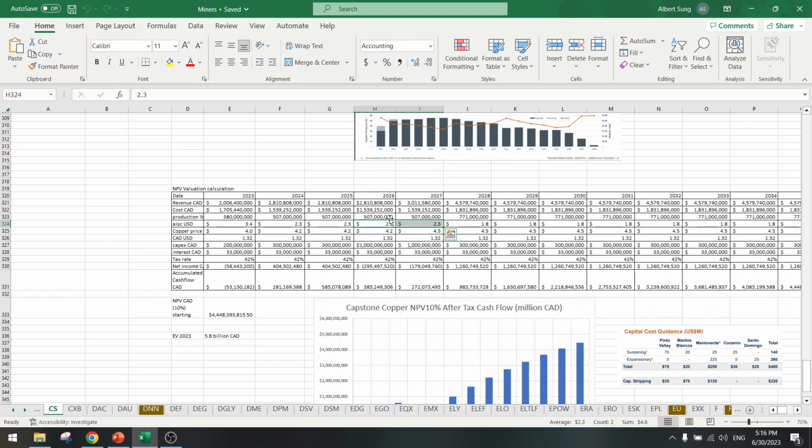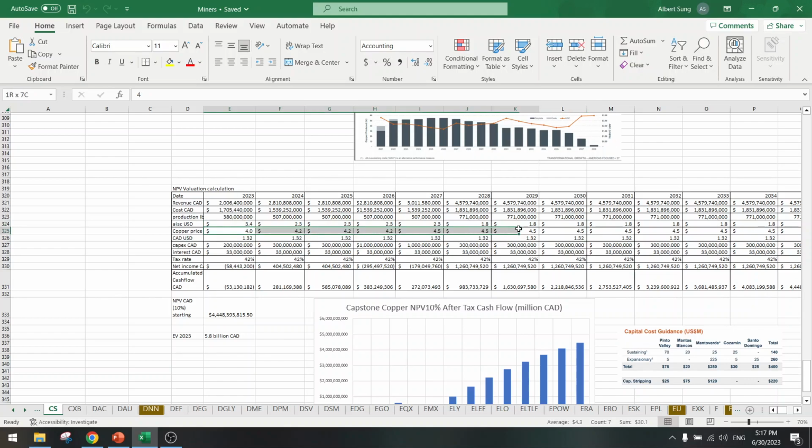And that's a lot of capex, 1.5 billion capex. So I have spread it out over these 2 years. 700 million per year. The normal capex is around 200 million, 300 million. So Capstone Copper is a very high capex company, and you need to take that into account. So that's the capex. We have the costs.